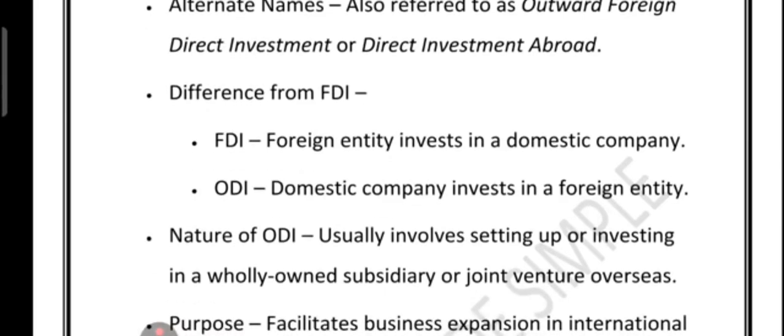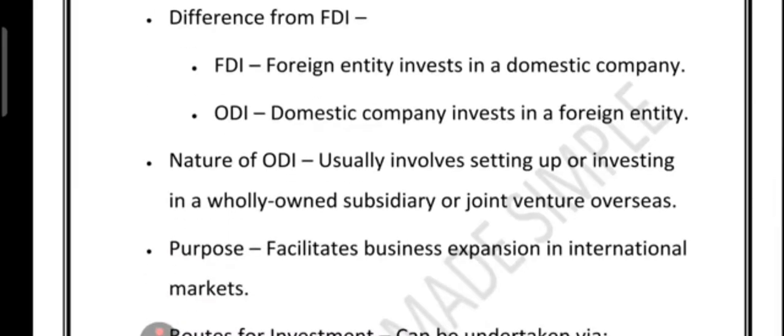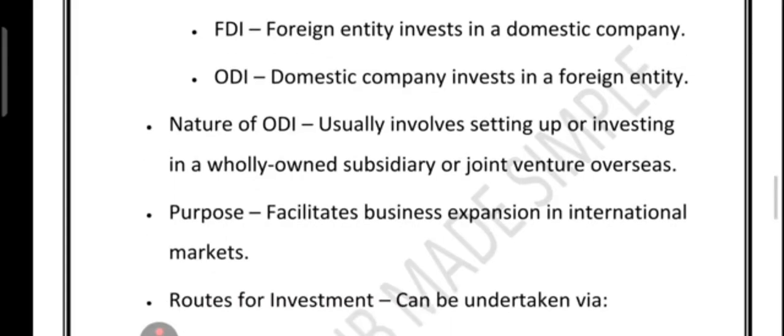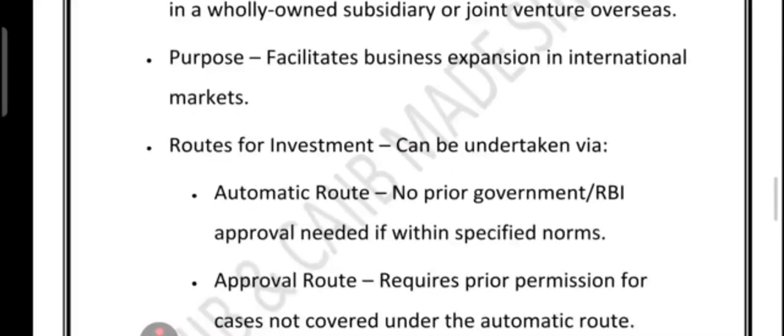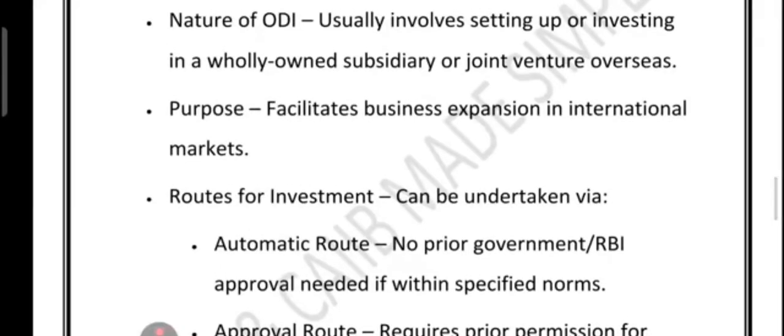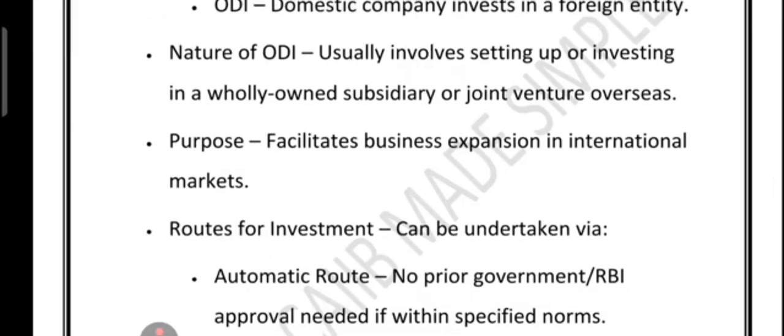Or we can call it outward foreign direct investment or direct investment abroad. How it is different from FDI? FDI is a foreign company comes and invest in India. ODI is an Indian company goes and invest abroad. So usually ODI happen in two ways. The first way is called wholly owned subsidiary, right? The Indian company fully own the overseas business, that is called wholly owned subsidiary. Second case is the joint venture, which means Indian company partner with a foreign company to run the business together. So ODI happen in two ways: WOS or joint venture.